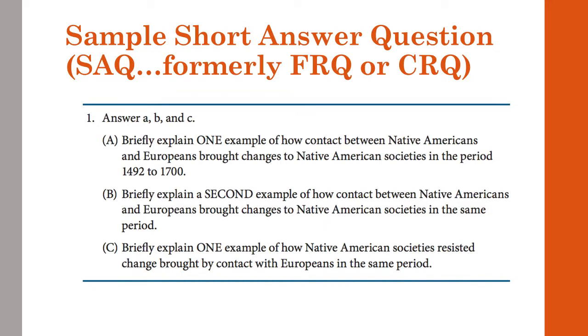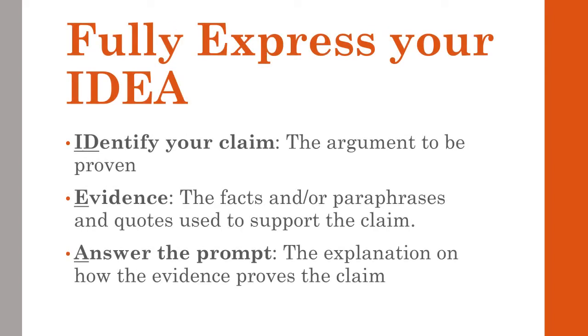If you've taken previous or other AP classes before, this is commonly known as the FRQ, the free response question, or the CRQ. For the sake of world history and US history, this is known as the SAQ. So, again, 3 different parts, and you're asked to do this relatively quickly as well. So, what you need to do is a number of things in a very short amount of time. And the way that I'm going to have you do it is what I call this acronym IDEA.